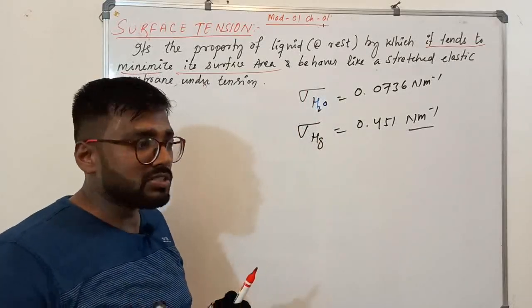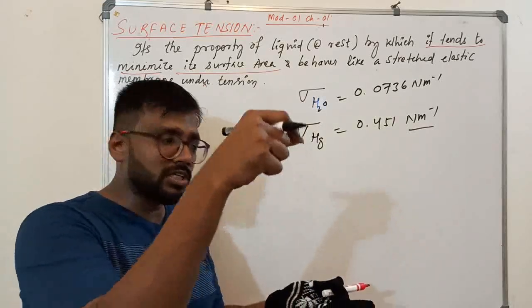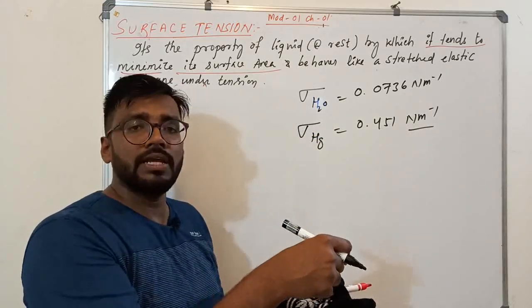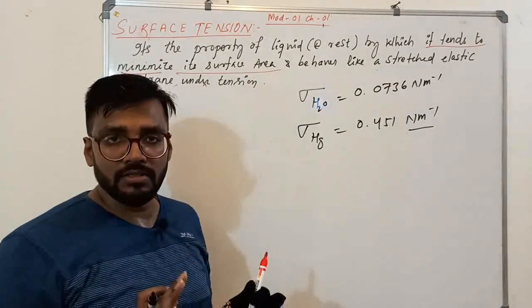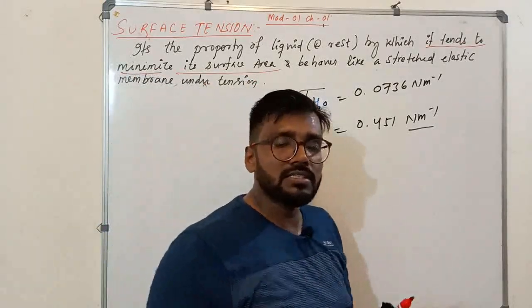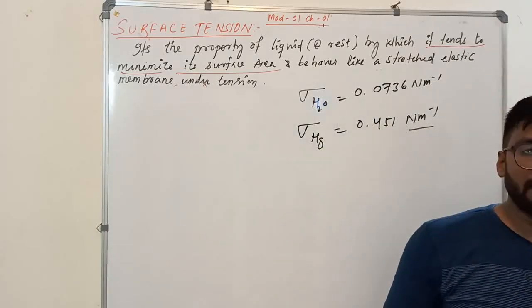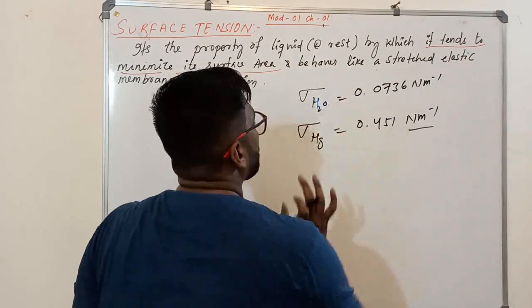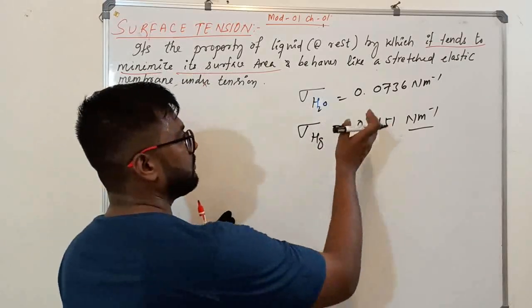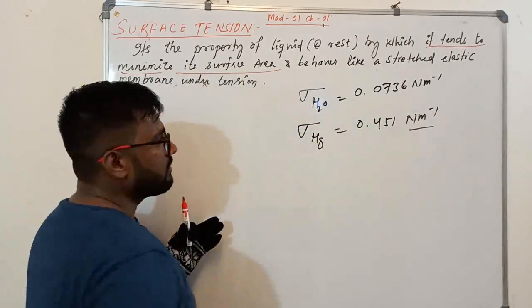Okay, understood. So same thing. Your painting brush. You keep the brush in your paint, emulsion or a liquid and you take it out. You'll find them quite well shaped. That's what the surface tension does. Okay. So water is 0.0736 Newton per meter. Mercury is 0.451 Newton per meter.